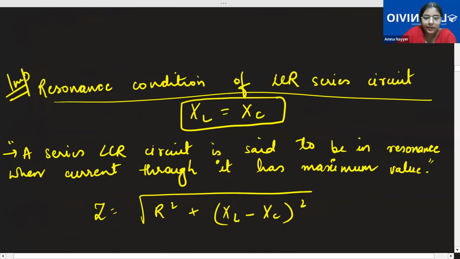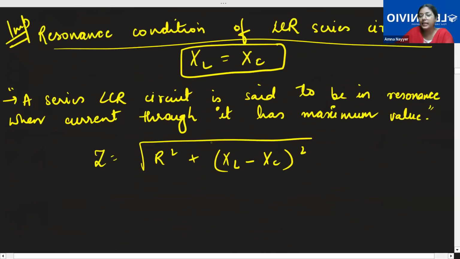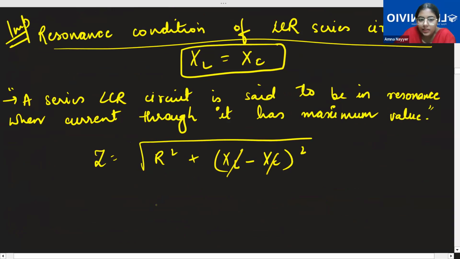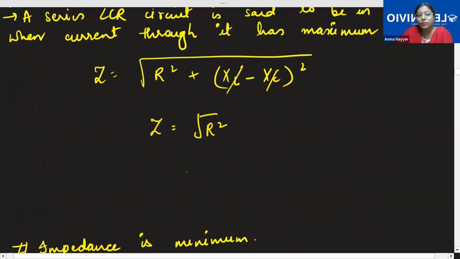Okay. See, there's a condition when the inductive reactance and capacitive reactance are equal to each other. When they are equal, what will happen? See, this is the formula of Z, under root R square plus (XL minus XC) square. So if they are equal, they'll cancel each other. So Z will be equal to root R square. So we can say Z is equal to R.